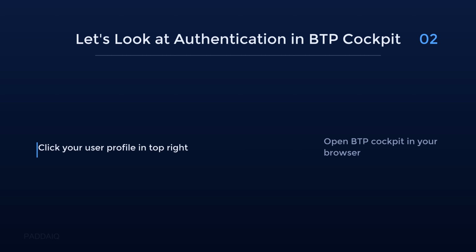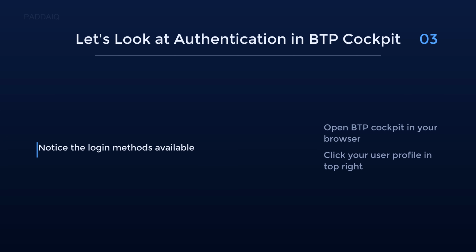Click your user profile in top right. This opens your account menu where you can manage security settings. For instance, if you need to reset your password or check your login details, this is where you start. It is the first step to accessing all your personal authentication controls in the cockpit.